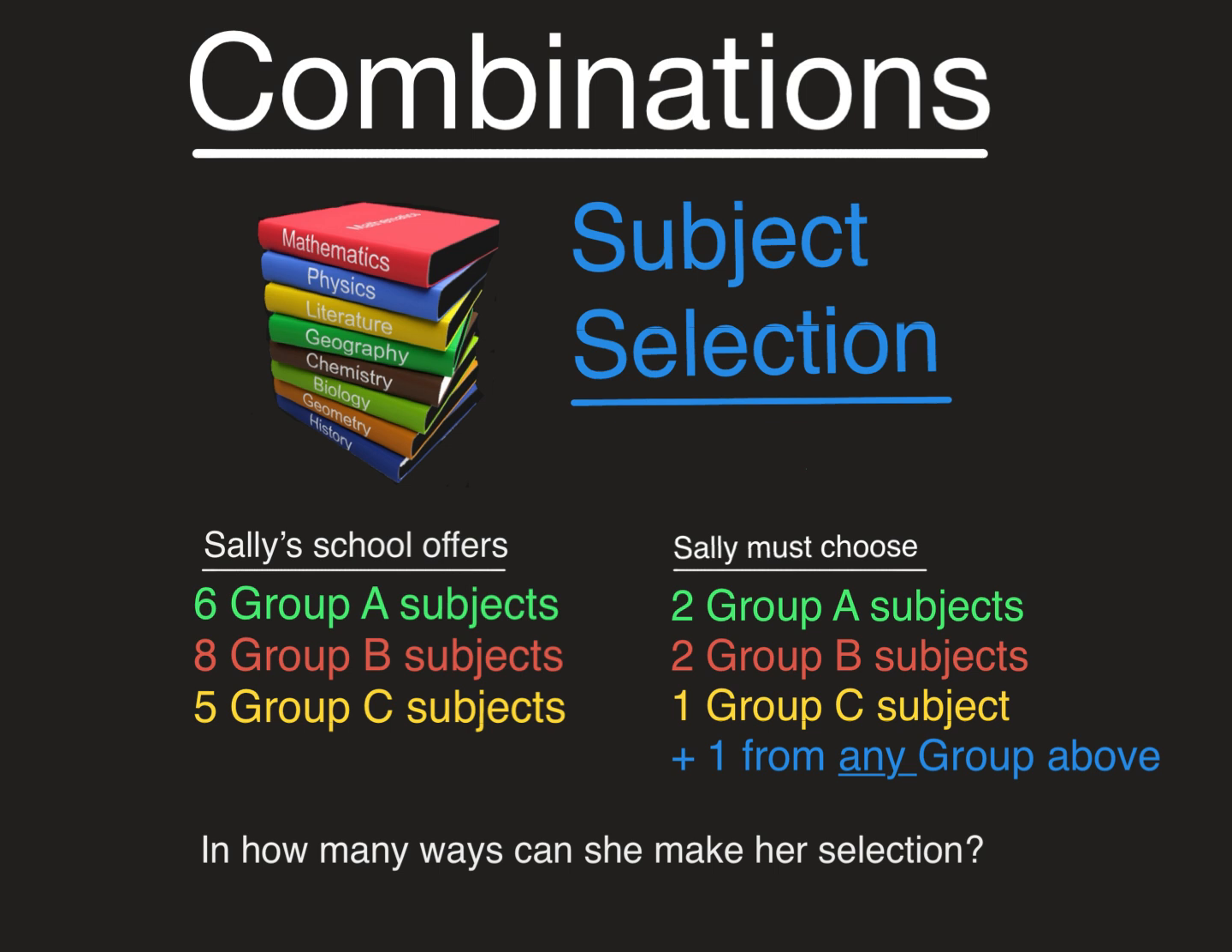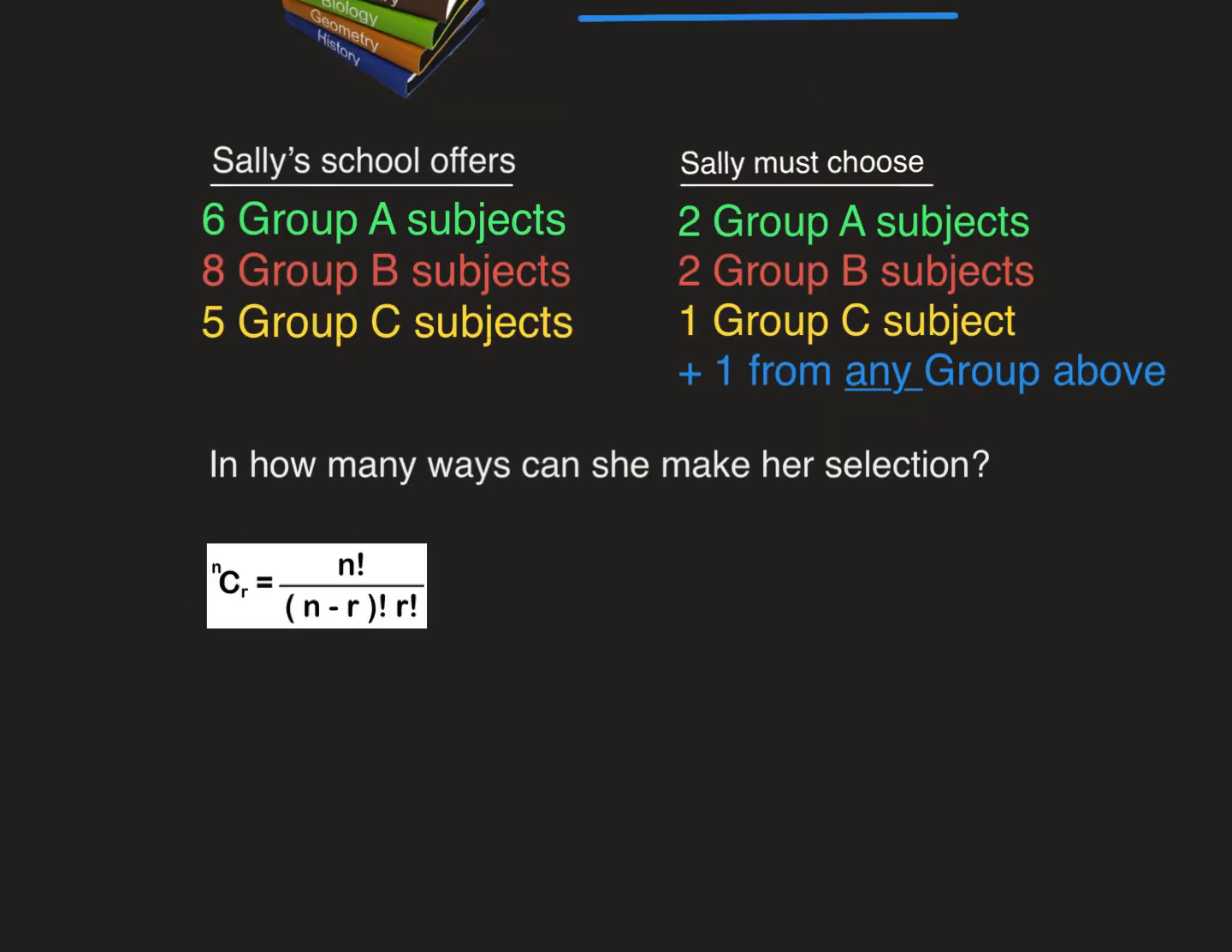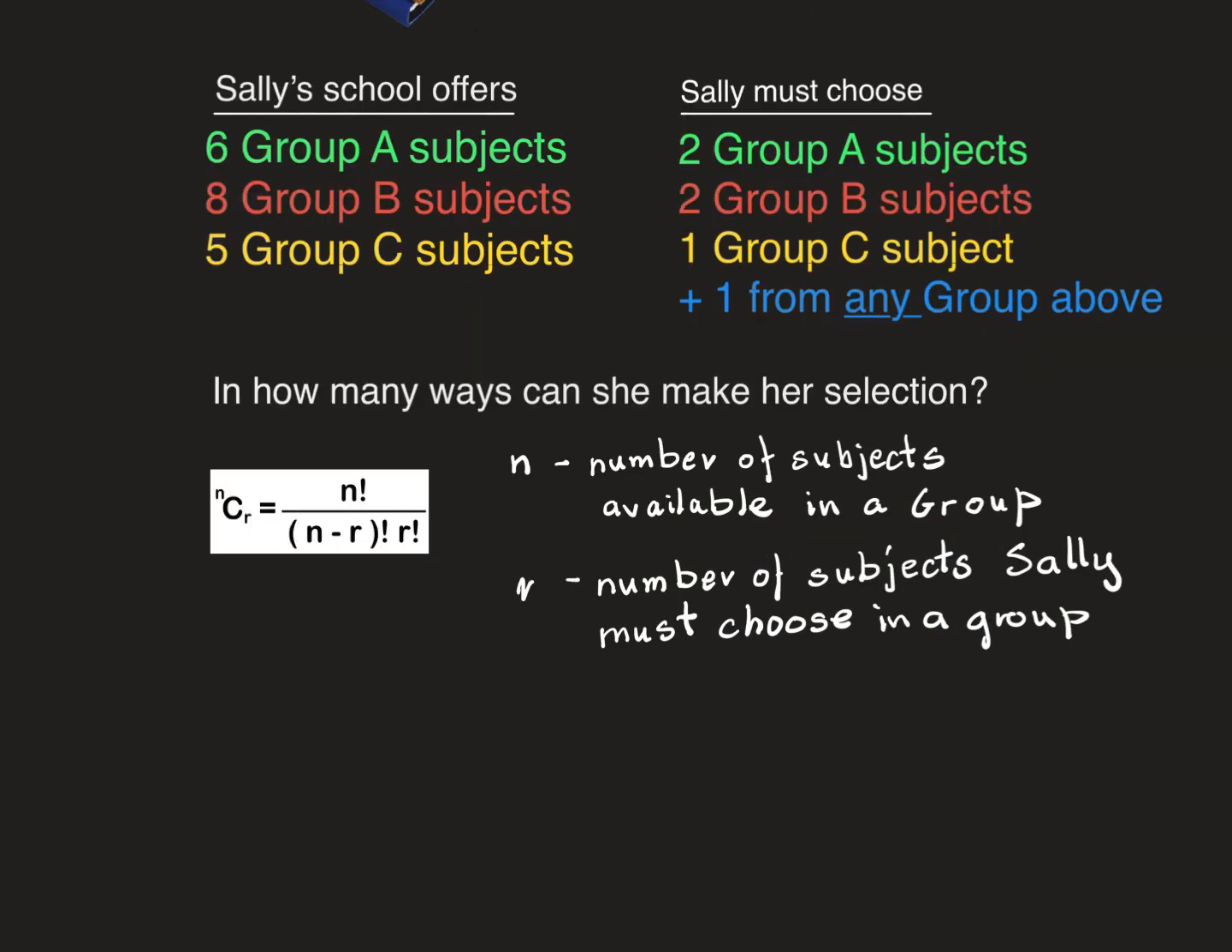So in calculating how many ways she can make her selection, we will use the combinations method, and we will use the combinations formula. For the value n, we input the number of subjects that are available in a group, and for r, we input the number of subjects that Sally must choose in a particular group. But instead of substituting these numbers into this formula, I urge you to do this on your calculator.